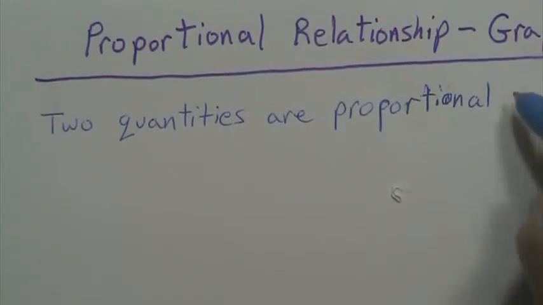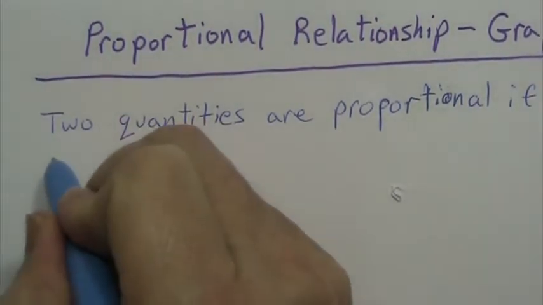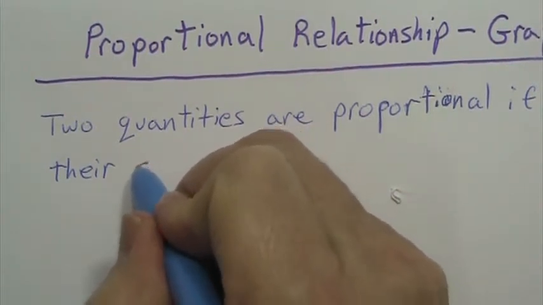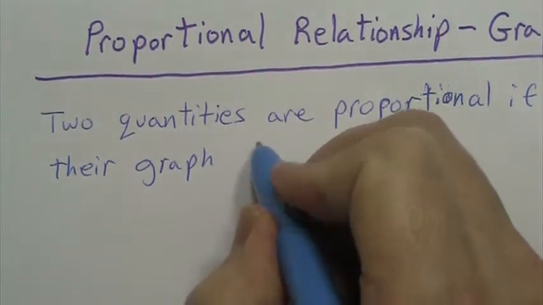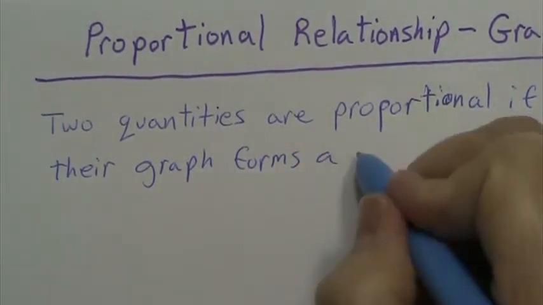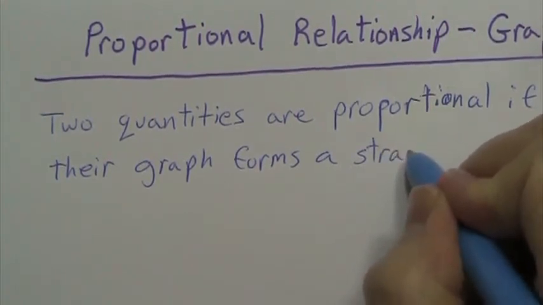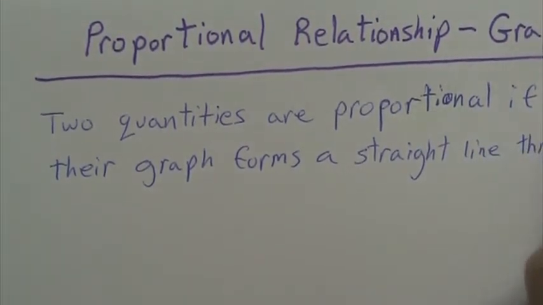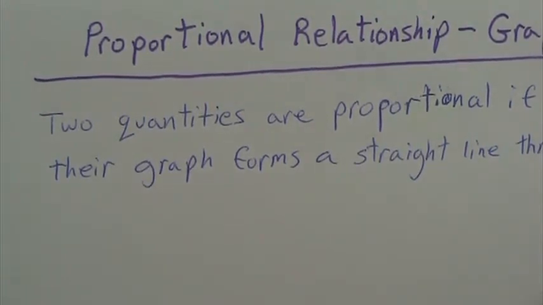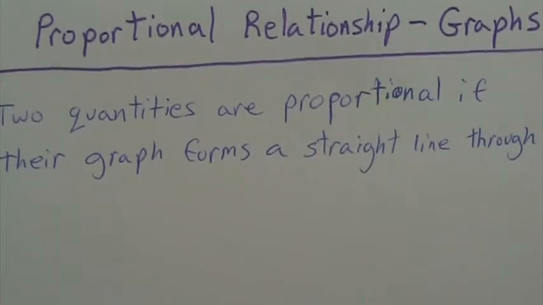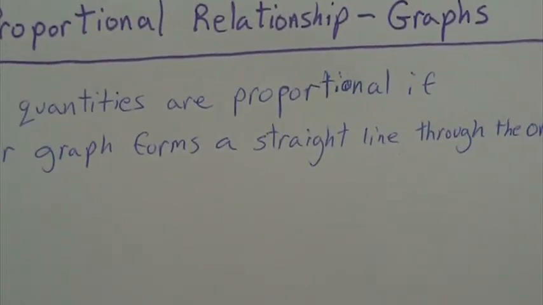Right? Two quantities are proportional if their graph forms a straight line through the origin. O-R-I-G-I-N. Through the origin. Sorry, you couldn't see that. Two quantities are proportional if their graph forms a straight line through the origin.